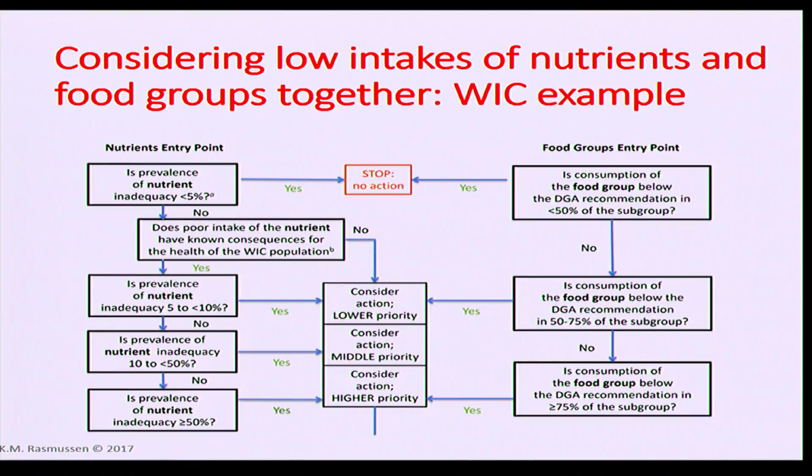Now, as you move down through this, you have different proportions of individuals with inadequate nutrient intakes and different proportions of those with intakes below the dietary guidelines recommendations, and you move from lower to middle to high priority. And when you get down to this bottom one on the left, you're looking at a nutrient inadequacy of 50% or more, and intake below a food group recommendation for 75% or more of the population. These represent some of the cutoffs of the distribution that we had available to us in this committee. We didn't have more information.